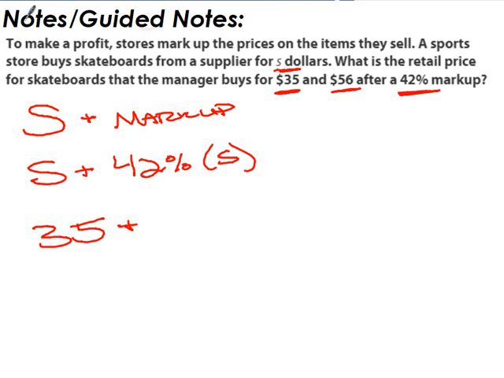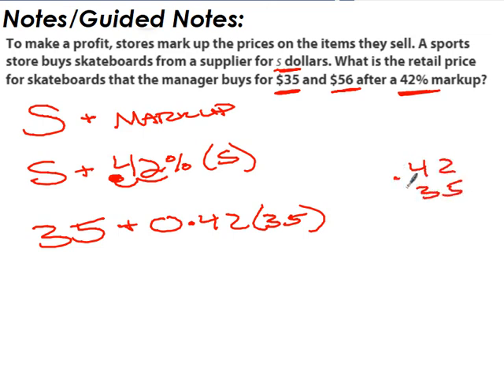Well, for 42% markup, I actually need to change the 42% into a decimal. So that's 0.42 times whatever that original price is. Well, the original price was 35. This 0.42 times 35, this is 42% of 35. This will tell me what the markup was. And then I have to add that to the original cost to know what the new price is, the final price is. So what I need to do is I need to actually do 0.42 times 35.